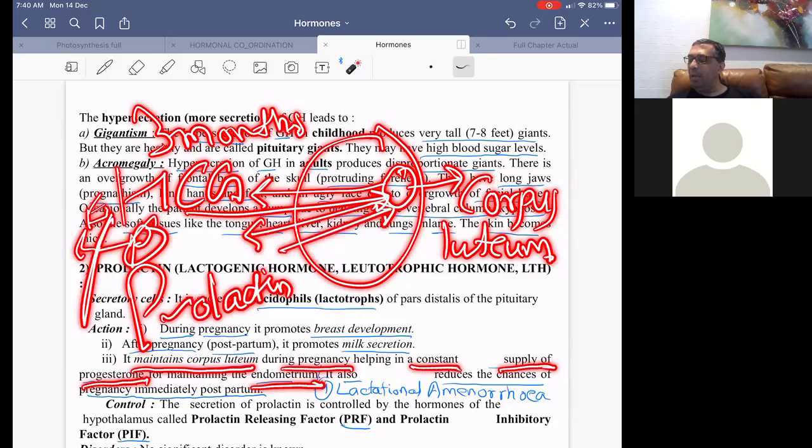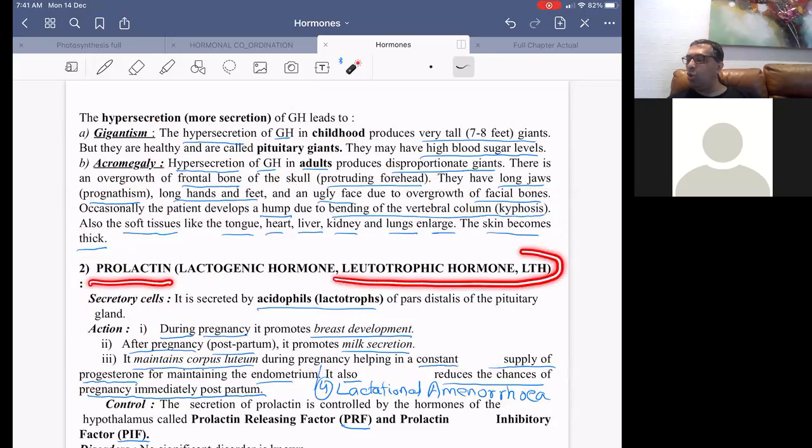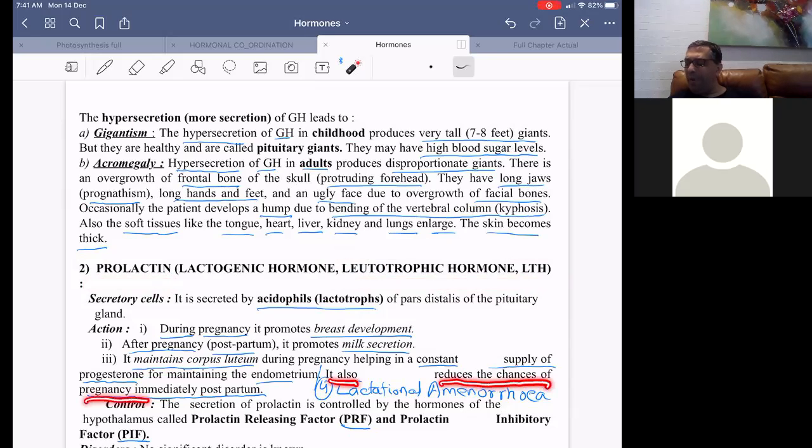So corpus luteum is maintained by prolactin along with HCG, for which reason it is also called a luteotropic hormone. What is prolactin also called as? The luteotropic hormone, because it maintains the corpus luteum along with HCG. And one more function, prolactin reduces the chances of pregnancy immediately after childbirth. And if you remember, that is called lactational amenorrhea. Remember, we did this?